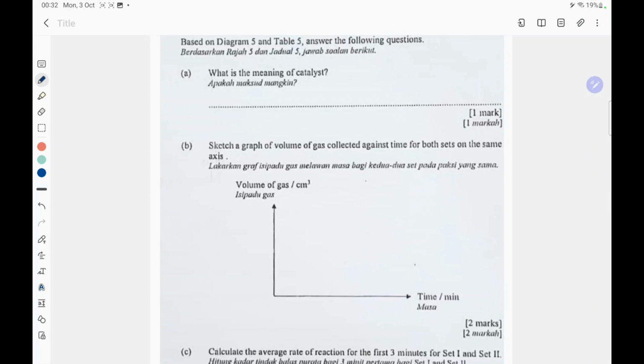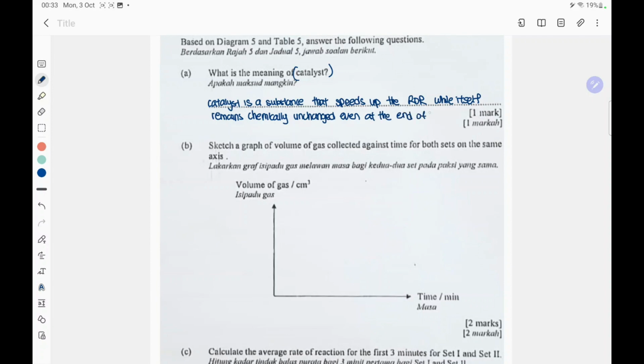So the first question: what is the meaning of catalyst? The definition: a catalyst is a substance that speeds up the rate of reaction while itself remains chemically unchanged even at the end of reaction. In the exam, you write it in full. That is your 1 mark. That is the definition of catalyst.